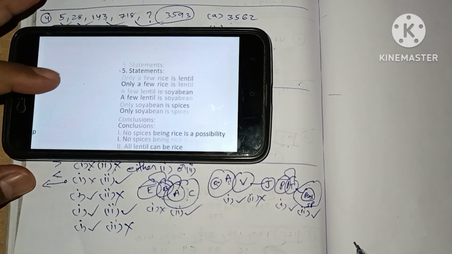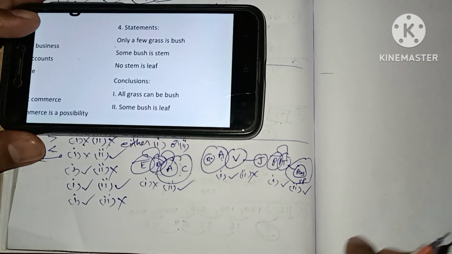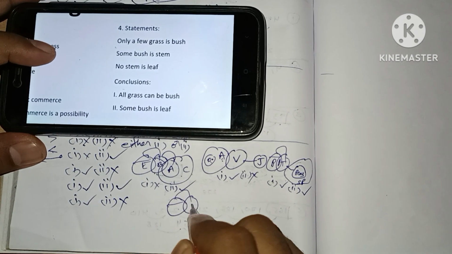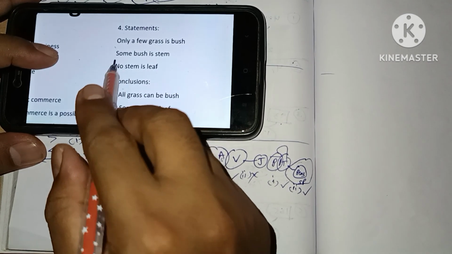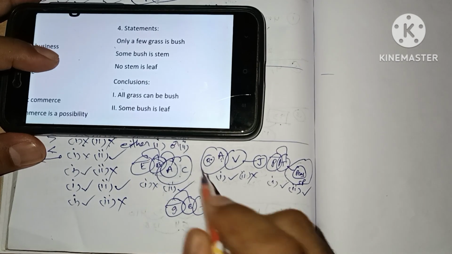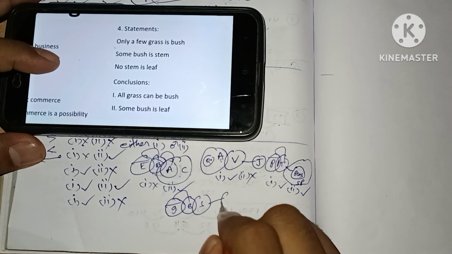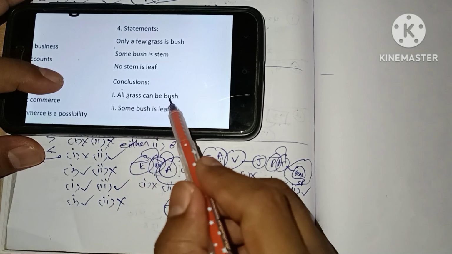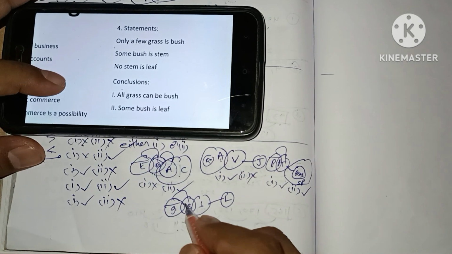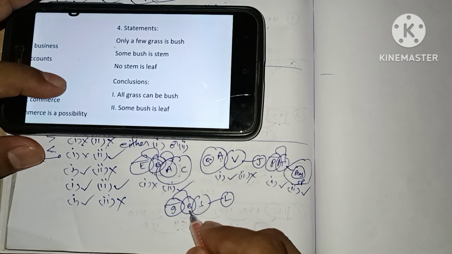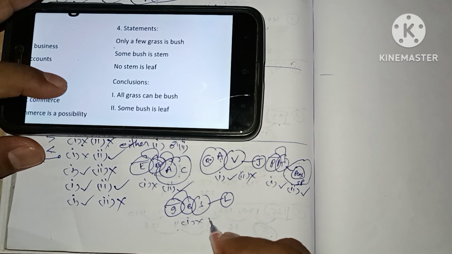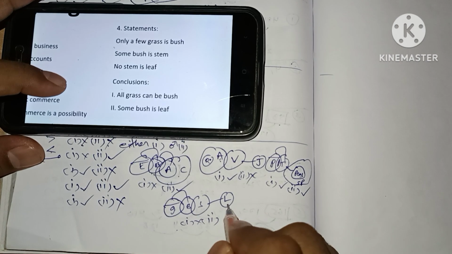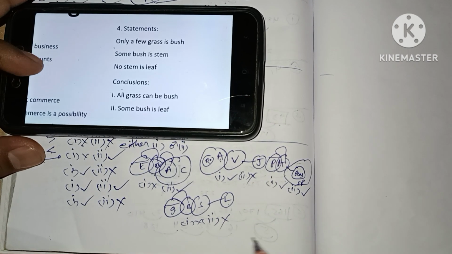Next, fourth question. Only a few grass is bush. Some bush is stem. No stem is leaf. Okay, let's see the conclusions. All grass can be bush, all grass can be placed inside bush. It is not possible. So the first conclusion will be false. Second conclusion: some bush is leaf, some part of bush is sharing with leaf. No, so the second conclusion is also false.